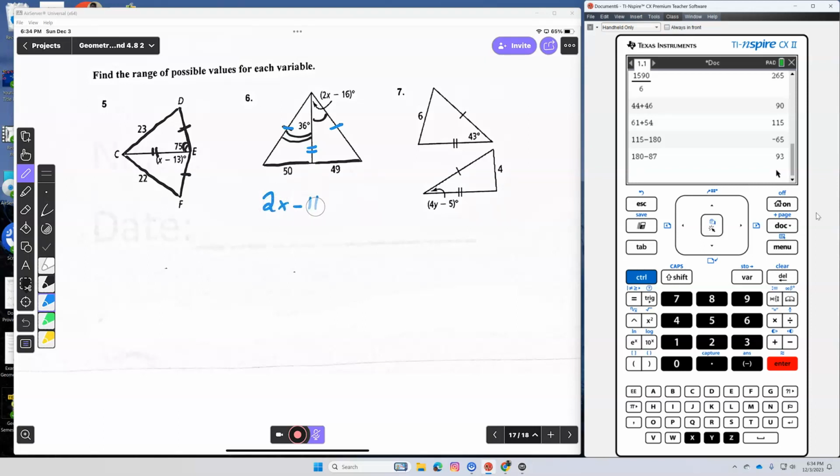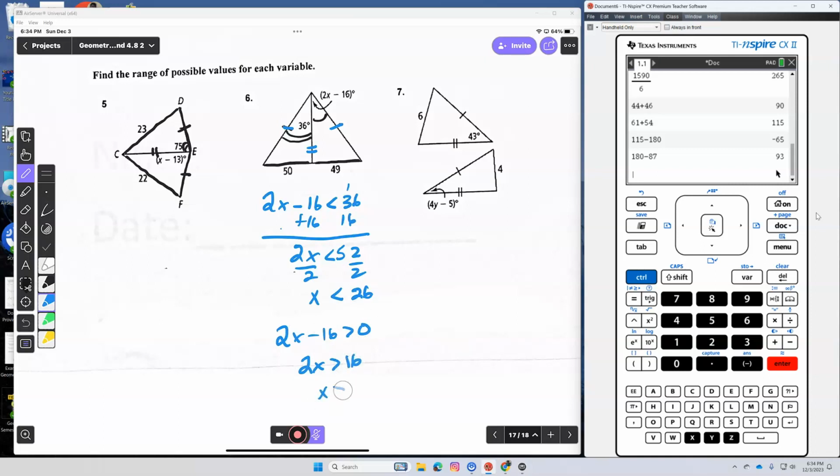So we have 2x minus 16 has to be less than 36. We add 16 to both sides. So 36 plus 16 is 52, then divided by 2. So x would have to be less than 26. Now we know that the angle will have to be larger than 0. So we have 2x is greater than 16, so x is greater than 8. So the x value would have to be less than 26 and greater than 8. That's the range it has to fall into.